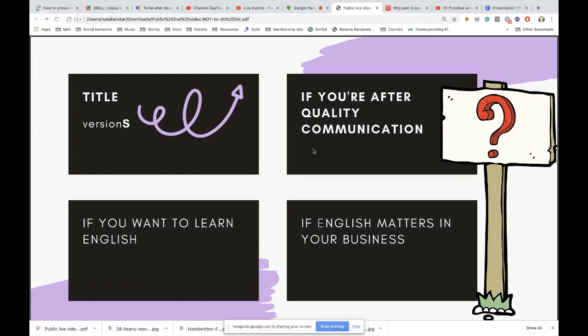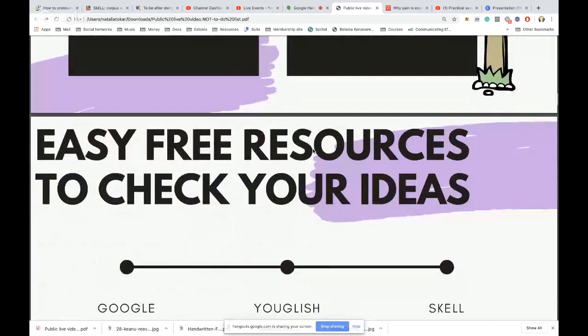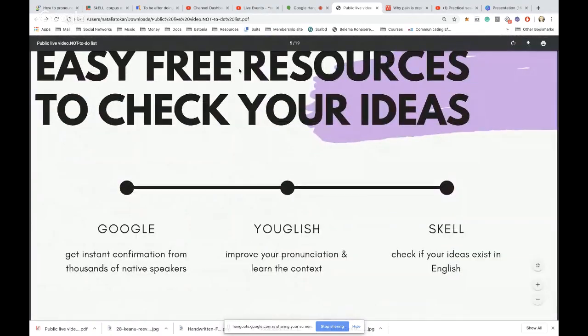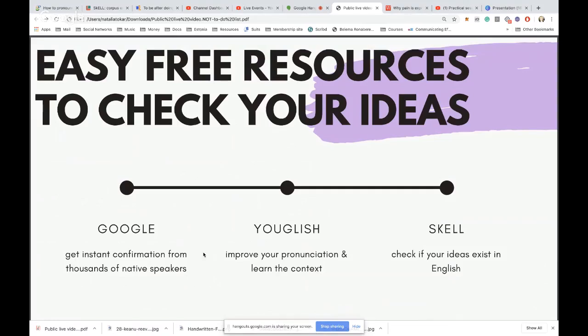All right, so I just wanted to show you how I work on my own presentations, how I choose titles for my own presentations, and how I check if my ideas are valid. So, easy, free resources to check your ideas. I already showed you all three of them, and I just want to say one more time how you can use them. Google, right? You can get instant confirmations from thousands of native speakers. And again, only look at sources that are written by native speakers.